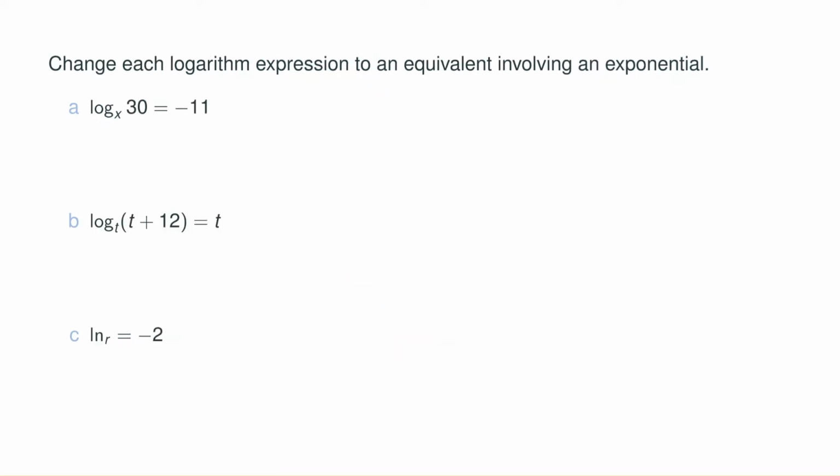Change each logarithm expression to an equivalent involving exponentials. So this is saying that x raised to negative 11 gives us 30. x raised to negative 11 gives me 30. Here, we can also think of negative 11 as the necessary exponent for x to get 30. So again, it's all the same thing said a different way. x raised to the negative 11 power gives me 30.